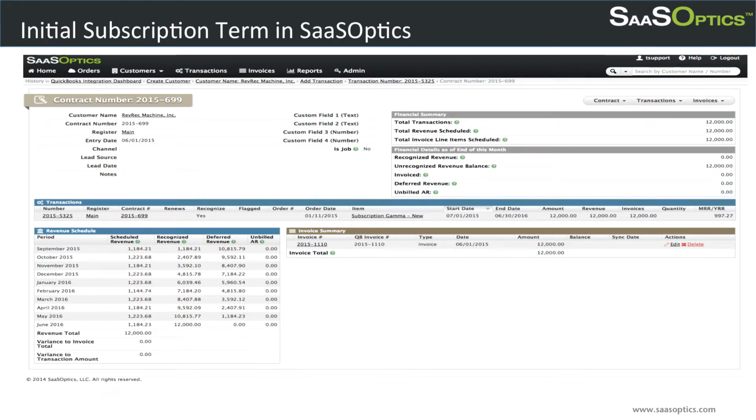What does that look like in SaaSOptics? So here's a screenshot, and we have a single transaction with a start date of 7/1 and an end date of 6/30 for $12,000. That's the contracted amount. We have $12,000 of revenue scheduled. We have $12,000 of invoices. Here's our revenue schedule over here on the left, and here's our invoice schedule. It's just a single invoice on June 1st.